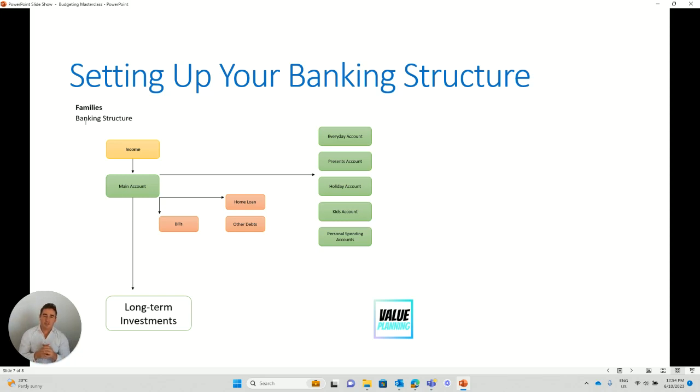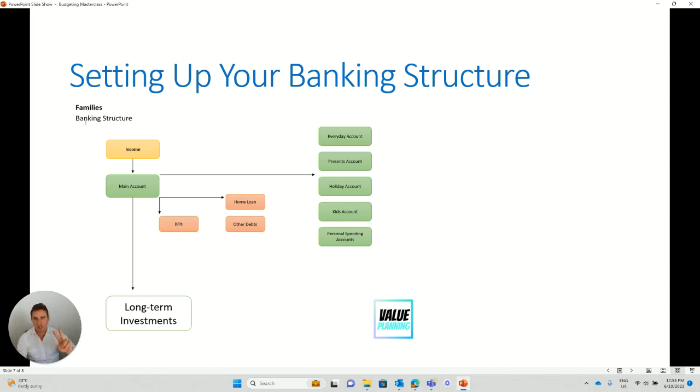So hopefully that helps. You've got a good understanding around that banking structure. Again, as I said, the account that you use now should become your main account. Then you will go and set up your online saver accounts. So that'll be your presents account, your holiday account, and your kids account. You will also need to set up some transaction accounts. So you'll need to set up your everyday transaction account.